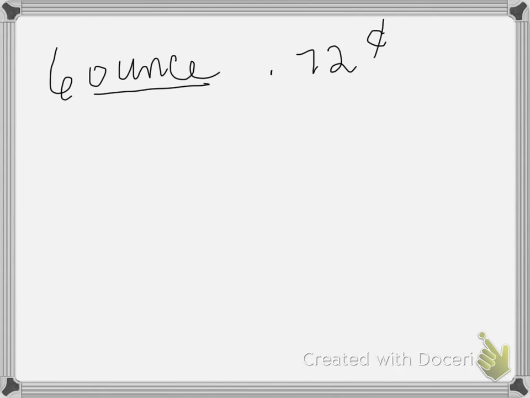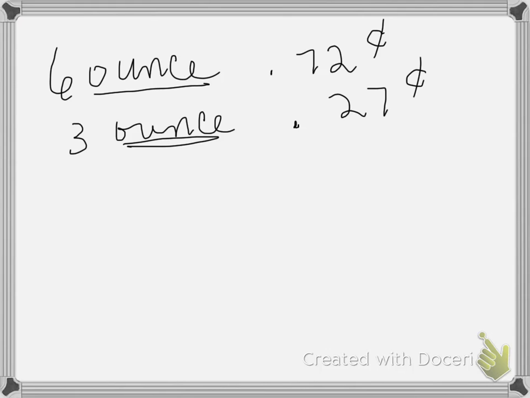A 6-ounce box, this is 6 ounces. A 6-ounce box of vanilla pudding costs 72 cents. That's 6 ounce, O-U-N-C-E. Okay, that's not 60. And a 3-ounce box costs 0.27 cents. The question is, we went over this before, what's the difference in the cost per ounce?